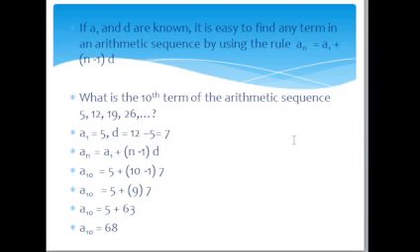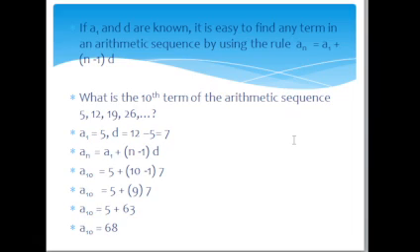And we are going to use the rule or the formula to find any term in an arithmetic sequence. So we have a sub n equals a sub 1 plus n minus 1 times d. So the problem is we're going to get the 10th term. So we have a sub 10 equals 5, which is the first term, plus 10, because our n is 10, because we're going to find the 10th term, minus 1 times 7, which is our d, the common difference.